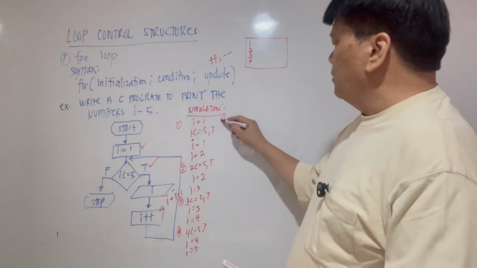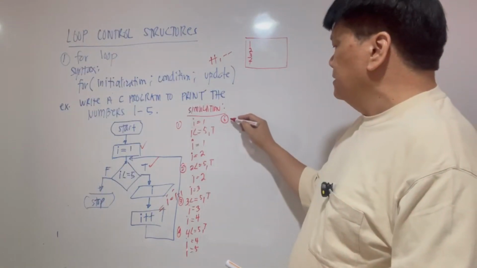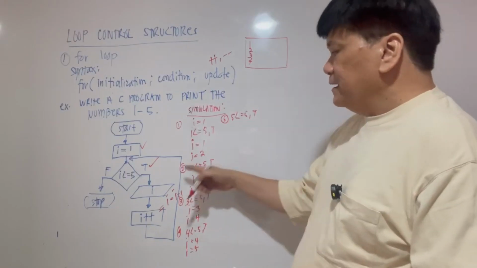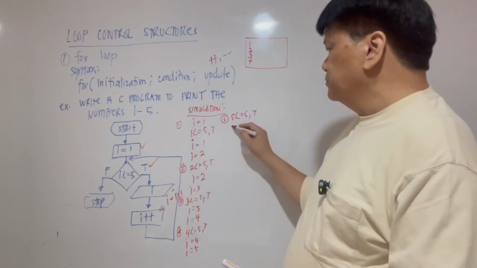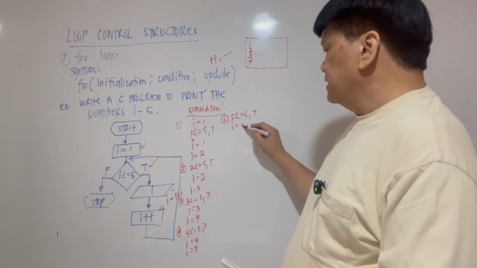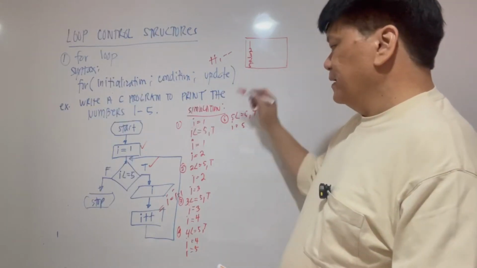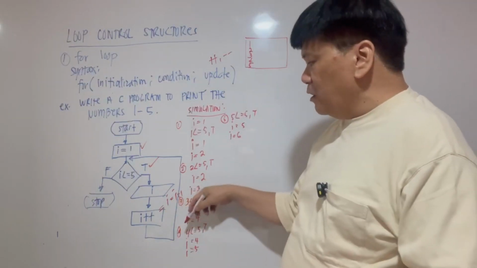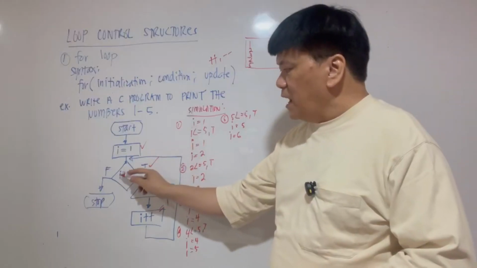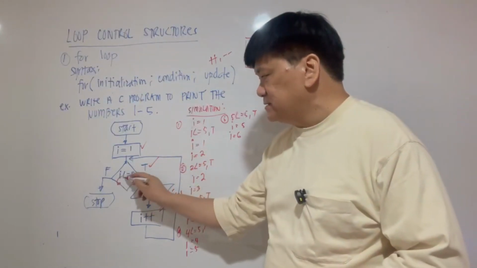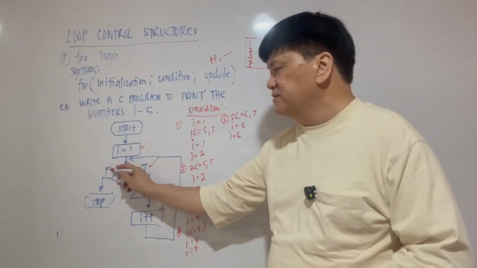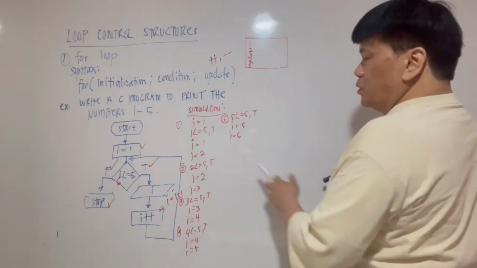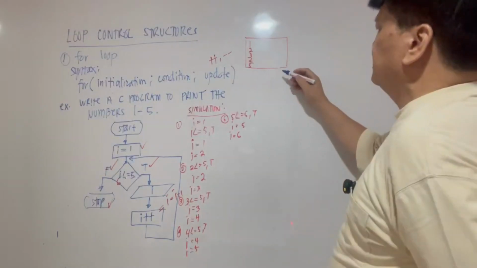Now, to our last iteration: I, which is 5, is it less than or equal to 5? The answer is true. That is still equal. Then output I. What is the value of I? That is 5, so let's output 5. And then increment: I now is 6. When it loops back, I now is 6. Is 6 less than or equal to 5? The answer is false. That's the end of the flowchart. Let us create the program following our flowchart.